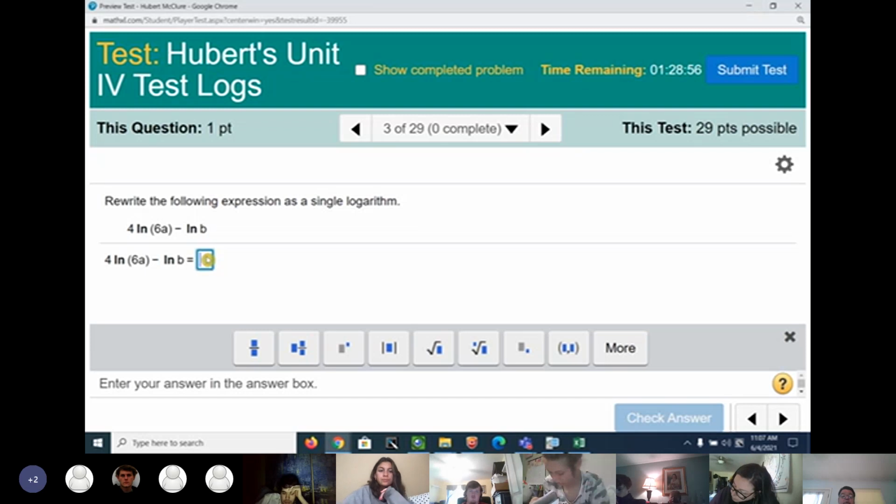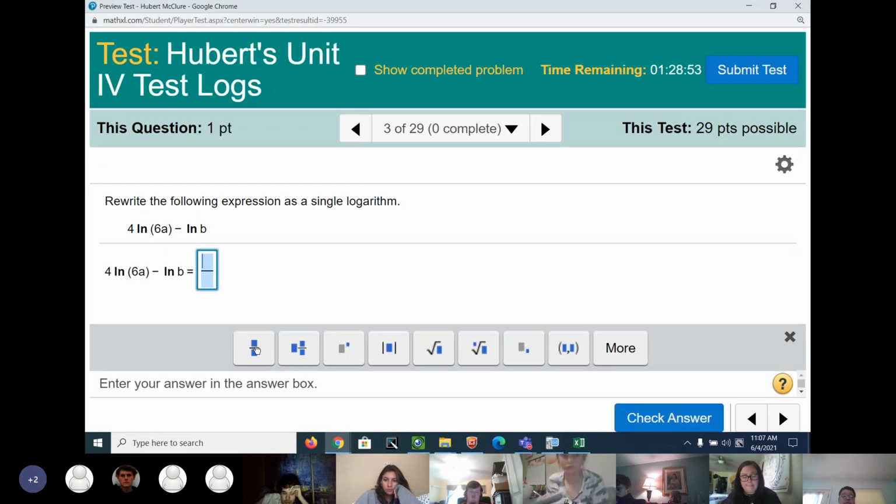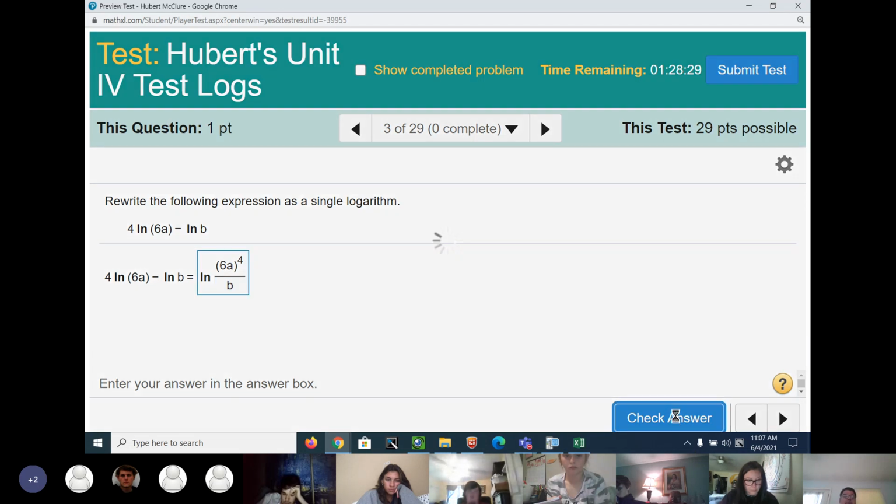And big old fraction, no. Natural log. I guess you just do natural log and then fraction. And that's going to be parentheses 6a raised to the 4th divided by b. And that should work. Next.